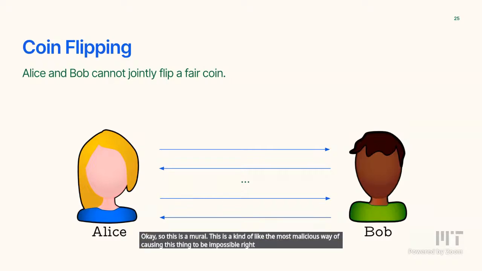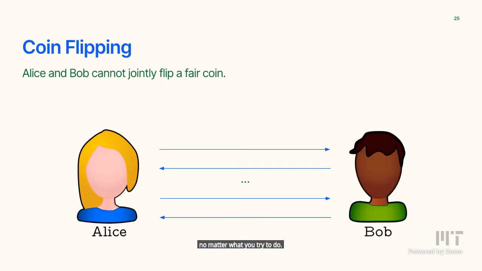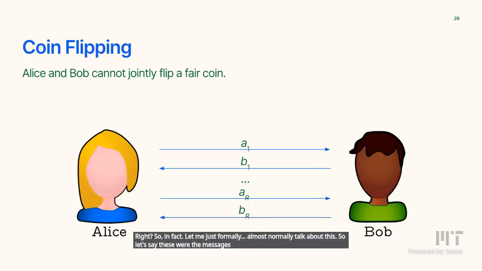But essentially, hopefully now we've gone through a few things and we're sort of convinced that there's some fundamental problem. No matter what you try to do, it seems like one of us always has the opportunity, precisely because of the lack of time, to learn the point, or learn more about the point. And that person can decide whether this protocol is right. So, in fact, let me almost formally talk about this, right? So let's say these were the messages that were sent.